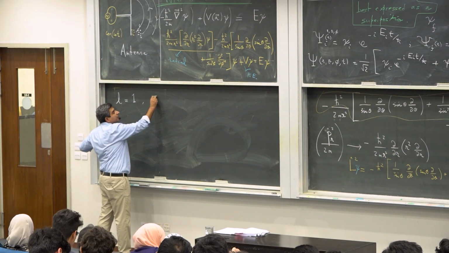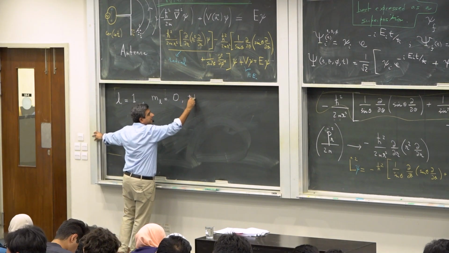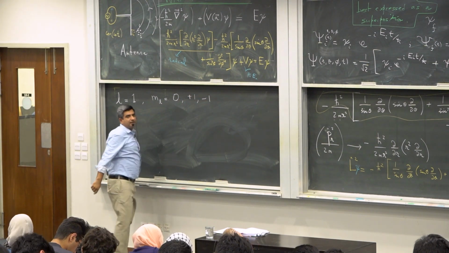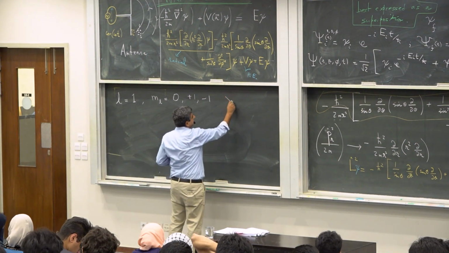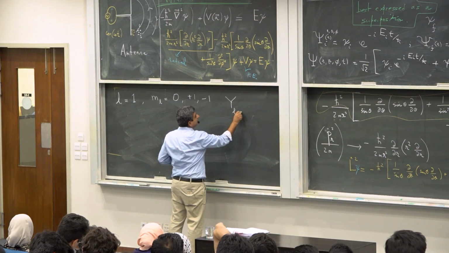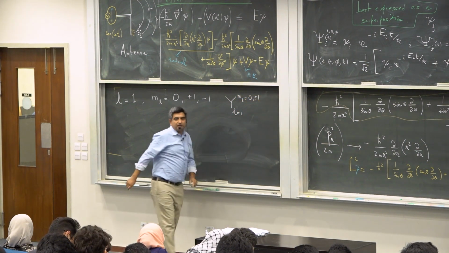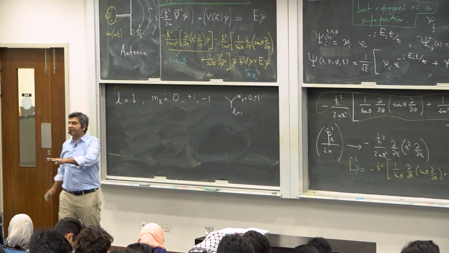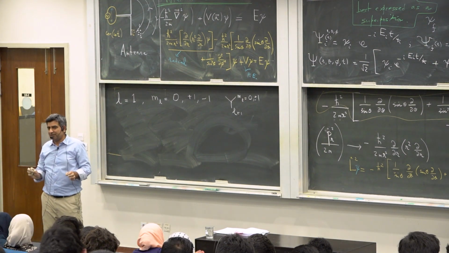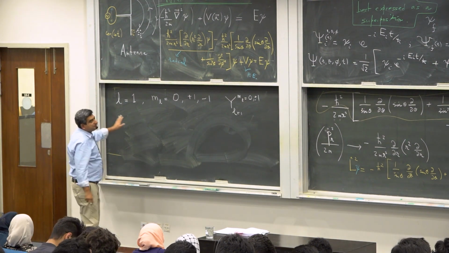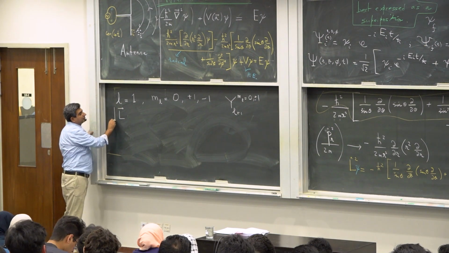What are the possible values of ML? 0, plus 1 and minus 1. Now, an electron is in this state, so it has a wave function Y, L equals 1, and ML could be either of these. What I would like to look at is the angular momentum of this electron. The angular momentum is a vector, so I should be able to draw the vector. So what's the magnitude of the angular momentum for this electron?